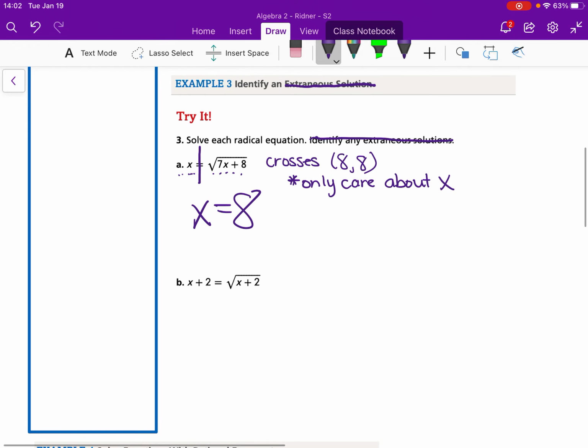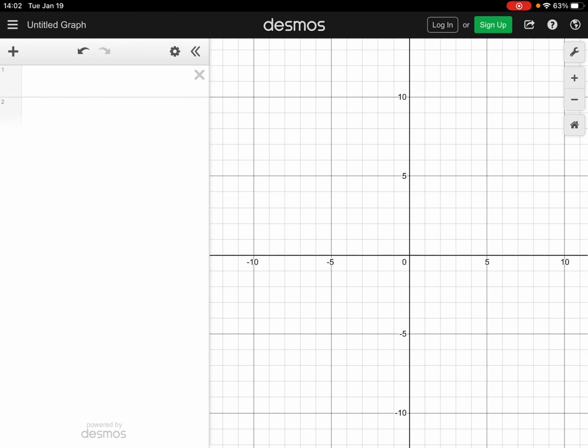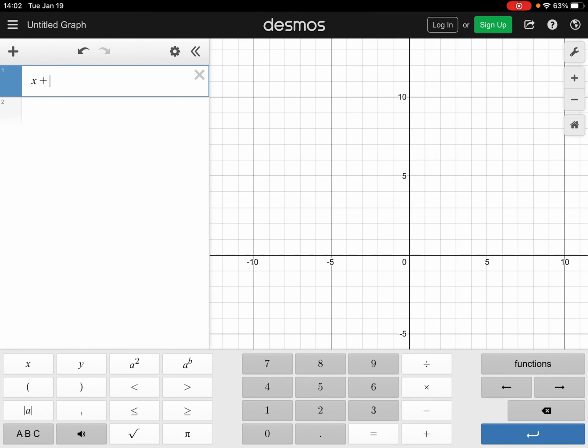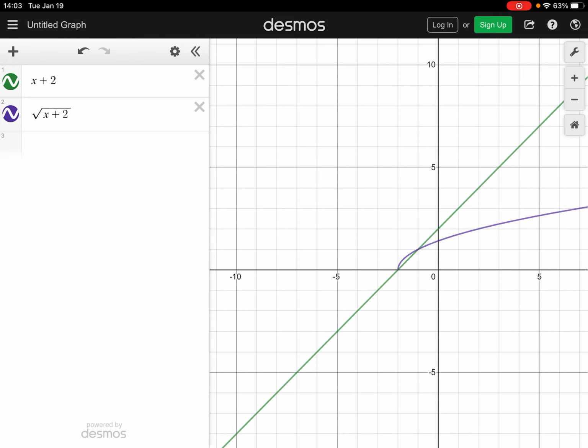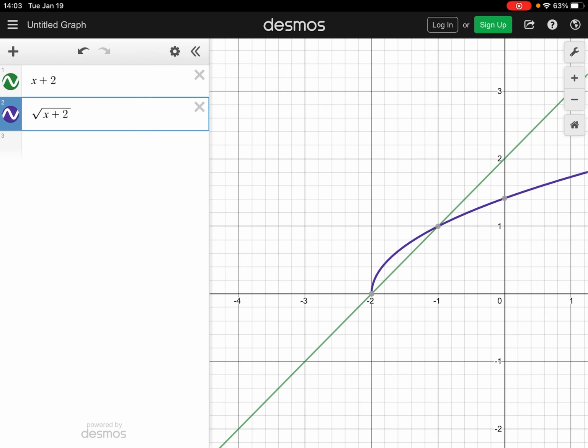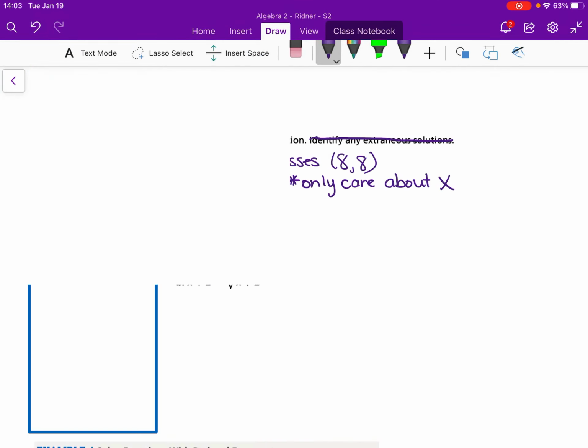Okay. What if I did the second one so quickly? I'll type that one in. So x plus 2 is the left expression. Square root of x plus 2 is the second one. So notice here that if I zoom in on that, they cross twice. So I have 2 x values, -1 and -2.